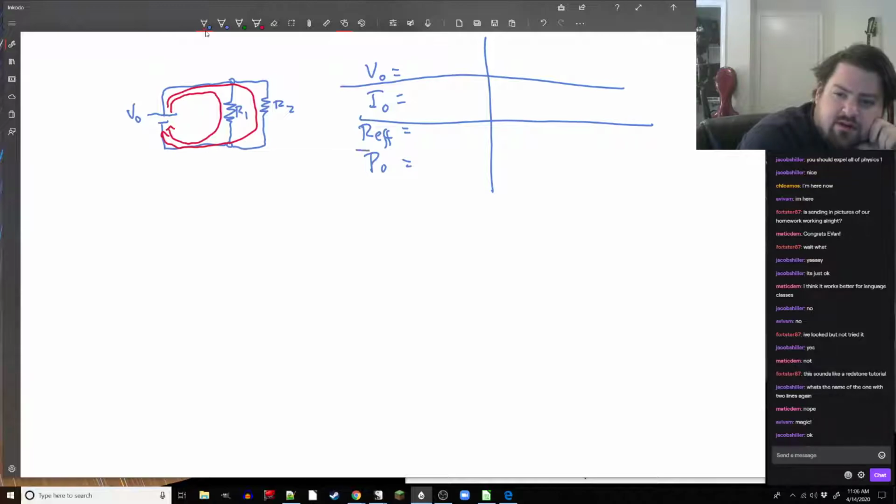Goodness, I am bad at drawing straight lines. It is kind of shocking how bad I am at drawing straight lines.